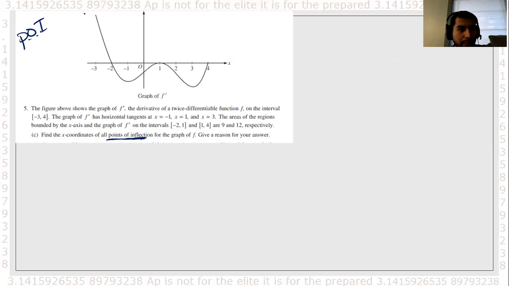This is also acceptable for points of inflection. Once it changes from concave down to concave up, yeah, when the concavity changes. Change in concavity. Yeah, and it really doesn't matter which way it changes. So let me go ahead and write this out.